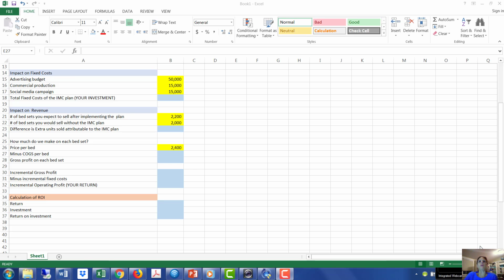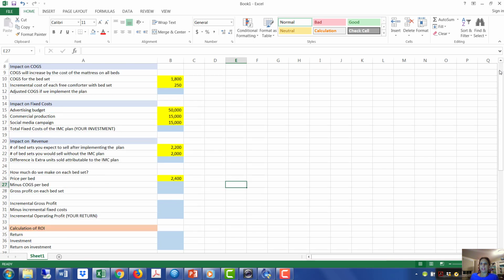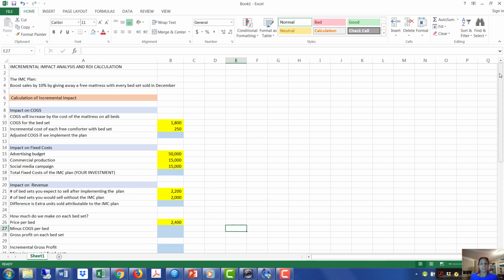Hi, Lori here with a quick run through on how to calculate the incremental return on investment. So we're going to look for the incremental impact of an IMC plan that we're going to introduce, and then we're going to figure out what our return is on that plan. We might have to make some changes, see if we can make the plan better.